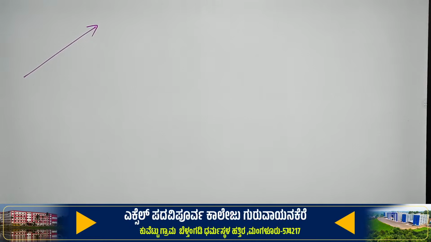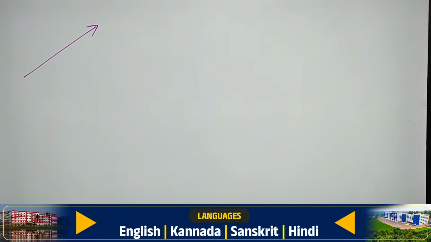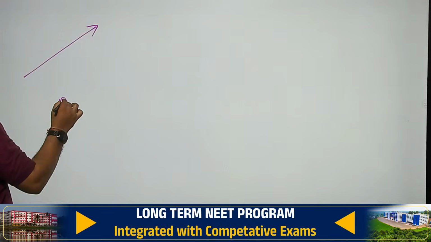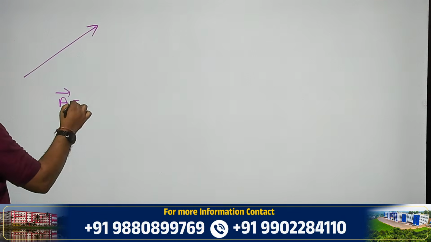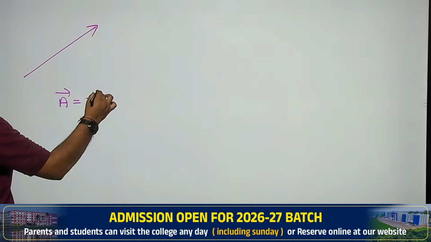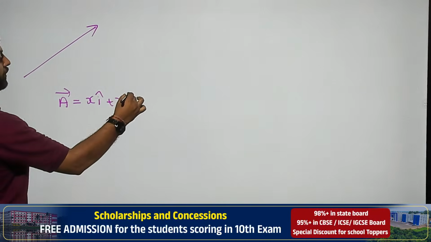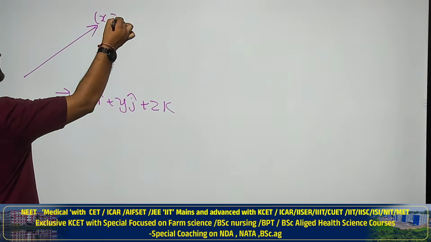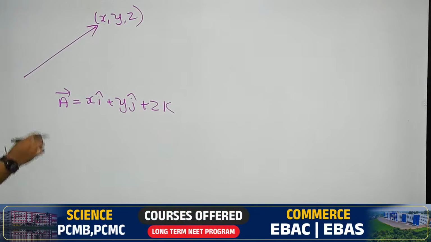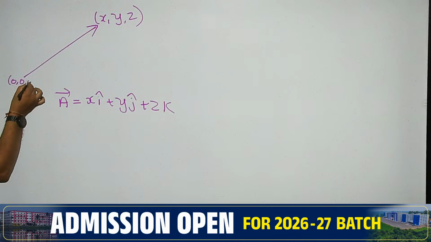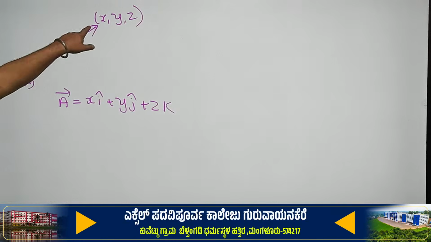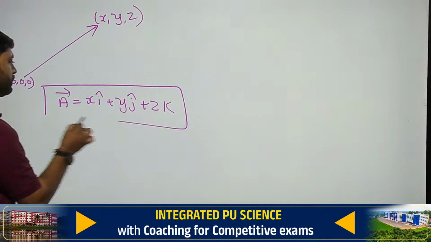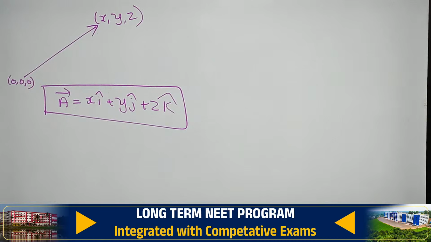Now, if we have a vector here, this vector can be written as x i cap plus y j cap plus z k cap. If the coordinates at head is x comma y comma z and tail is at origin 0 comma 0 comma 0, a vector can be written in this form. Okay.